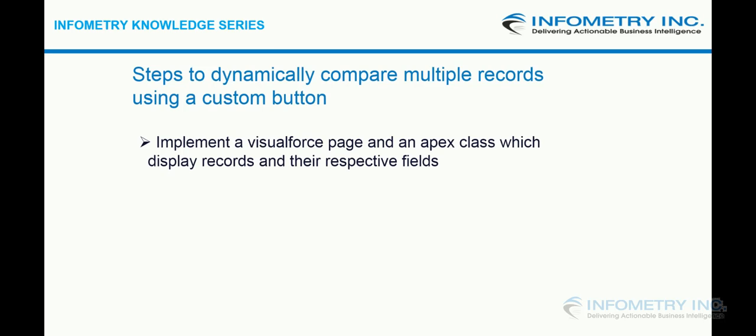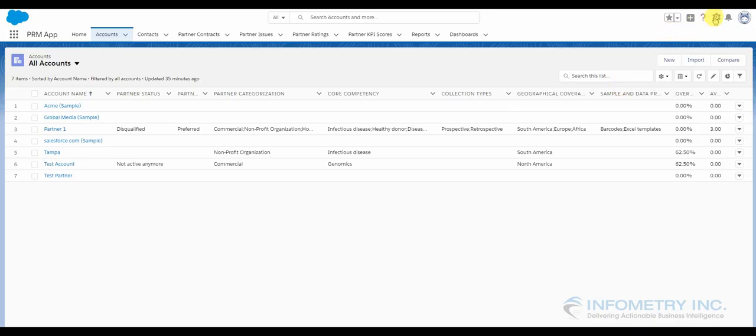So I'll be showing you the steps to create the compare button. The first thing is you have to implement a Visualforce page and an Apex class, which is basically an extension class which displays records and their respective fields. Then you'll have to create a custom button which displays the Visualforce page. So first I'll show you how to create a Visualforce page.